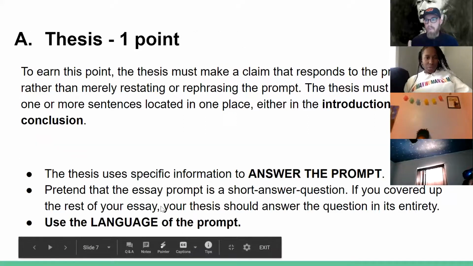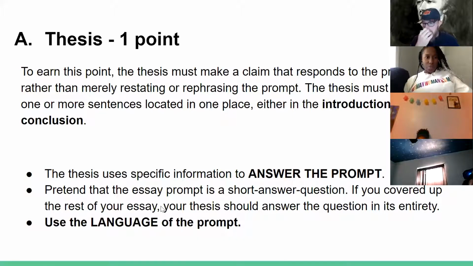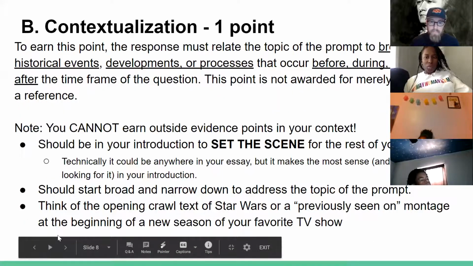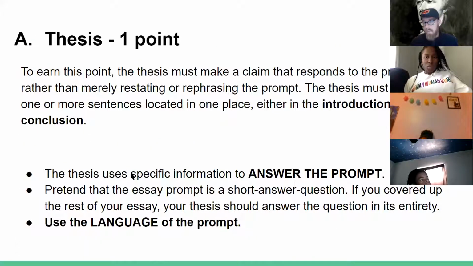So let's take a look at the points. Here's how you get the points. Thesis. You have to have a thesis that answers the prompt. And I told you guys that X, however, A, B, therefore Y. X and A, B answer the prompt. Therefore, Y uses the language of the prompt. And that is exactly how you can get that 1 point.